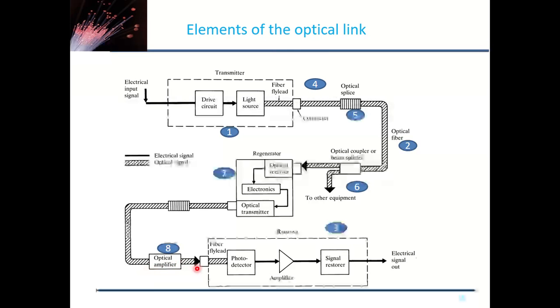Such an amplified signal is then applied to the photodetector. The photodetector performs exactly the opposite function to that of the optical transmitter. It converts the optical signal into an electrical signal, and that signal can be given to the destination or user. So in this way, these are the important elements which are needed to establish or implement the optical link.